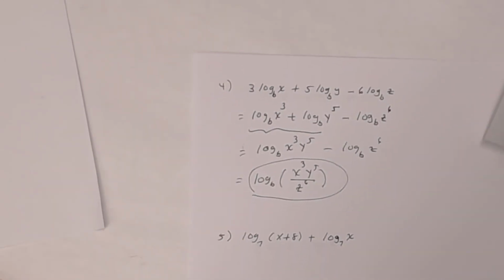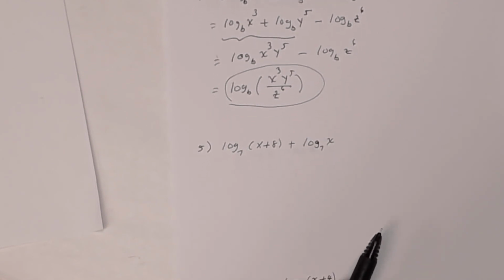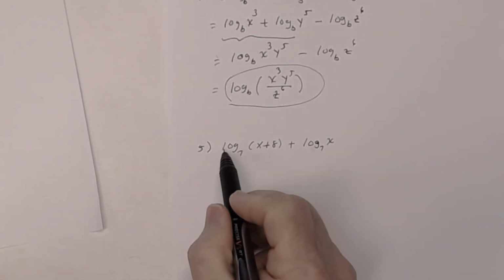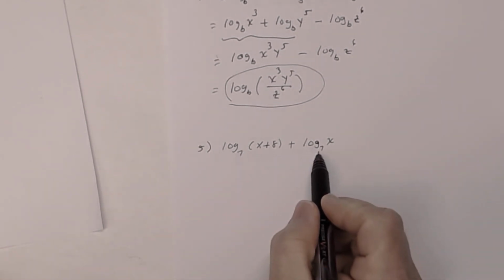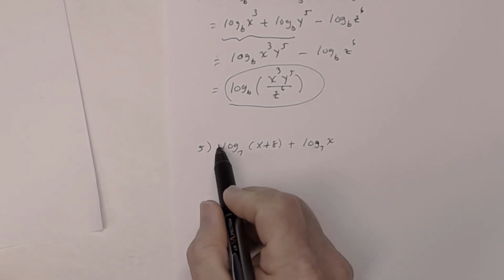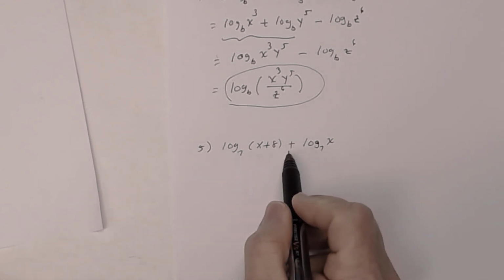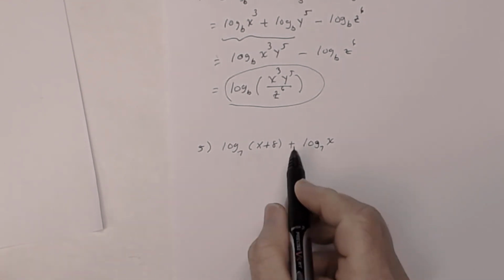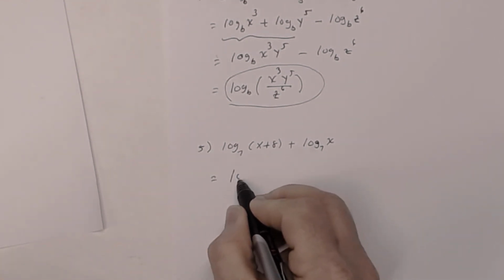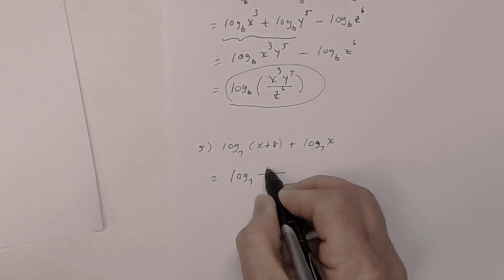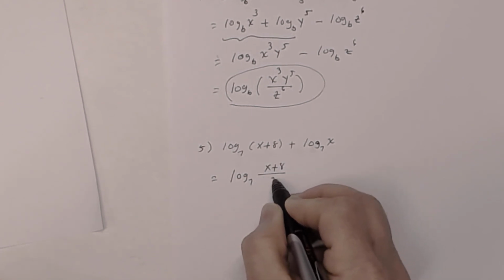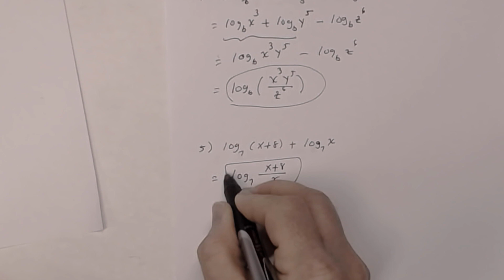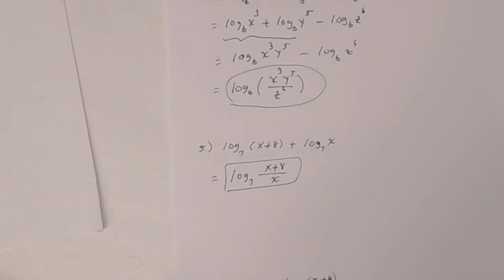Number 5. Number 5 is an easy one. It's not difficult because notice, first of all, the bases are the same, right? And the coefficients are 1s. So this is straightforward a product rule. So as a single logarithm, this becomes a log base 7 of x plus 8 divided by x. And that's it. Nothing more. You're done.